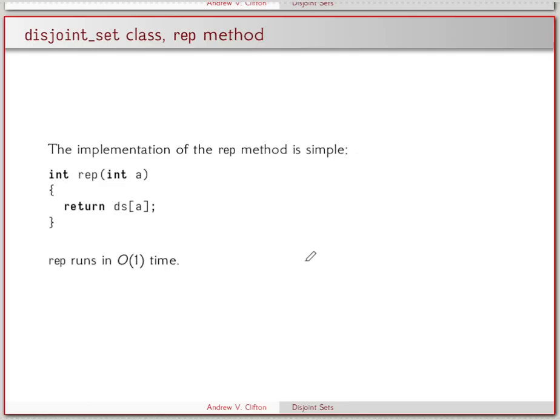All right, the rep function. How do I get the rep for an object A? Well, that's easy. That's literally what the array is tracking. So we just return the value in the array at that particular index. So that runs in constant time. That's pretty sweet. That's nice.